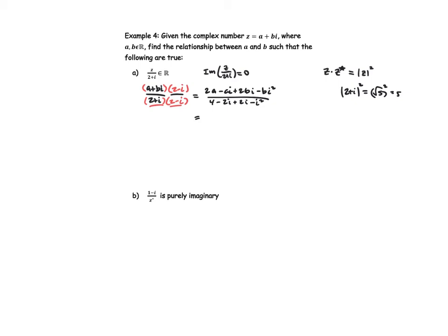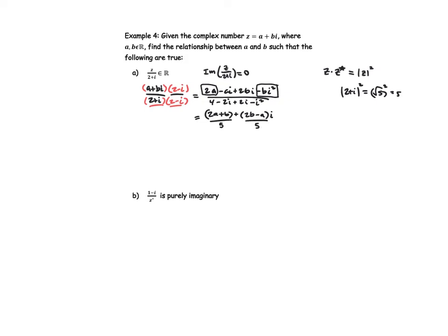Okay, let's combine some like terms. Okay, so my real component will be 2a plus b, and I'm going to put parentheses around that to remind me that's my real component. Plus, check this out, I'll have 2b minus ai. Okay, and that's all going to be over 5. Cool.